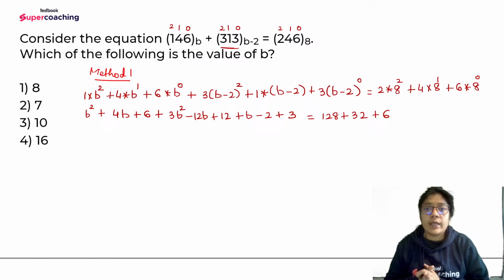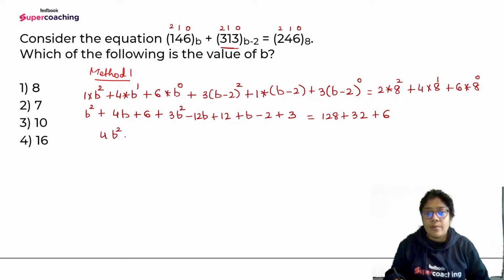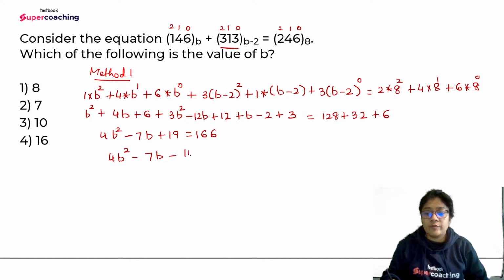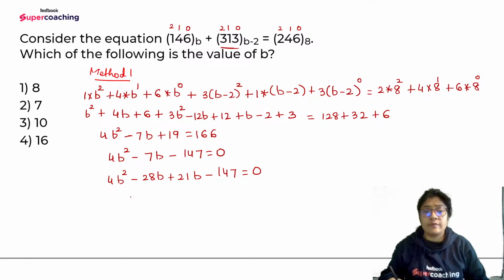Simplify this equation, find out the factors, the roots of this equation. So this equation is simplified to 3b square plus b square is 4b square, minus 12b plus 5b is minus 7b, plus 19 is equal to 166. So this equation comes out to be 4b square minus 7b minus 147. So this is 4b square minus 28b plus 21b minus 147. Just simplify this one and find out the value of b.